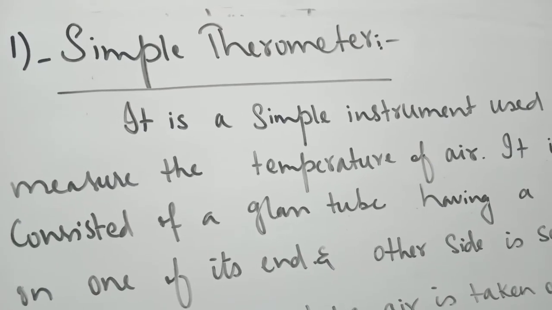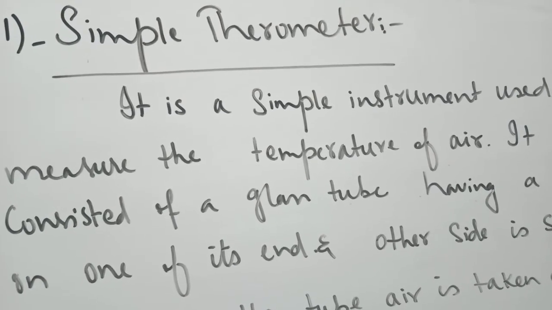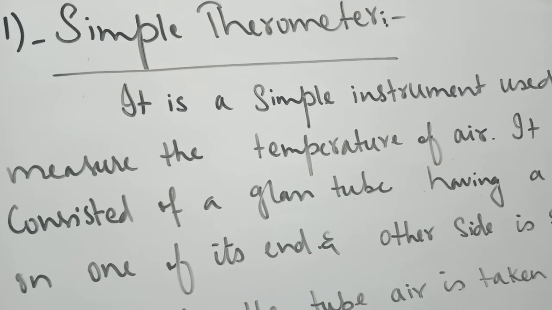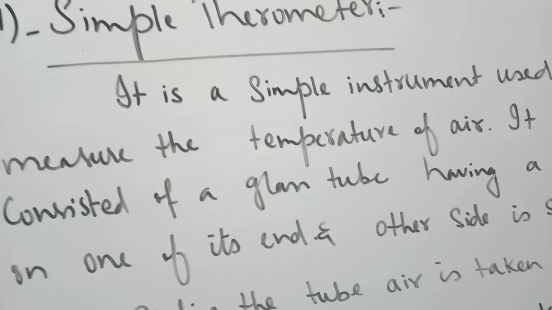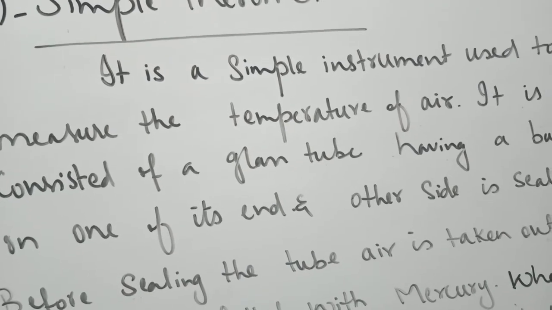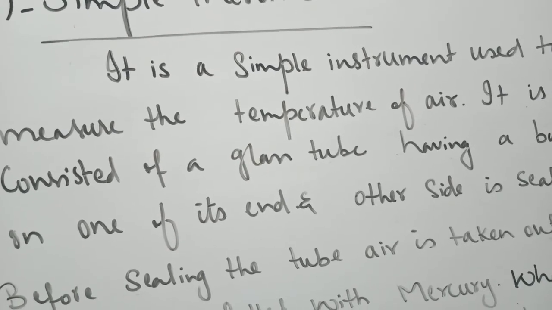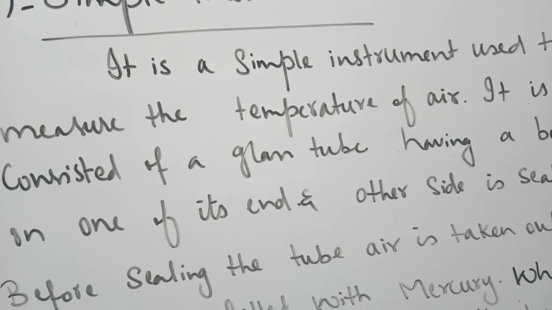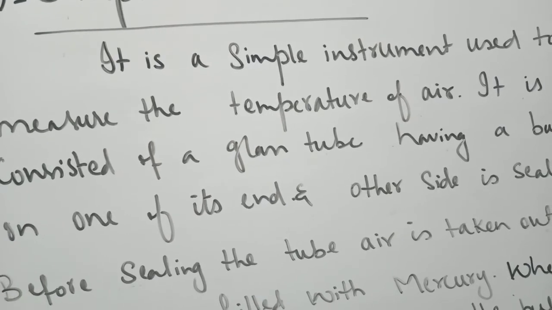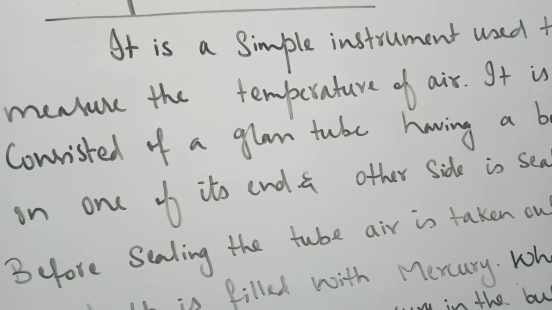Here you can see on the board the heading of the simple thermometer. Among all the types of thermometer, this is the simplest and a very primitive type, normally used just to keep in touch with the temperature. This thermometer is widely used to measure the temperature of the air. When the air gets warmer, the surrounding area will feel the difference in temperature, so we need to record the temperature of the air.